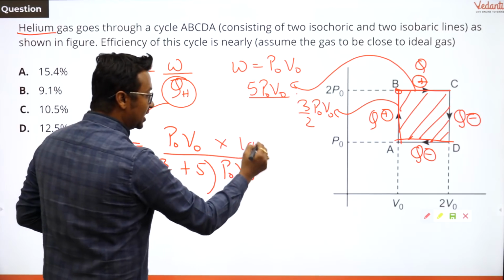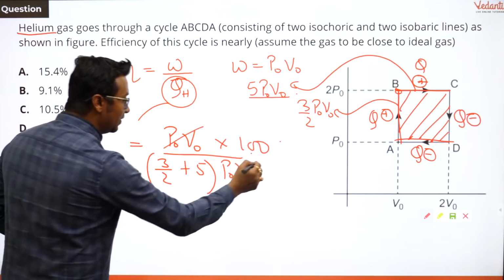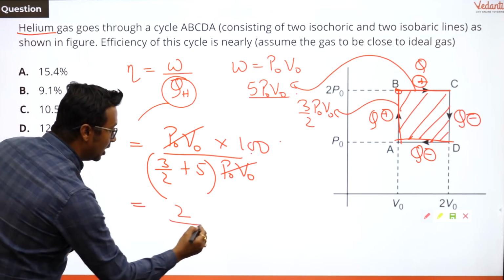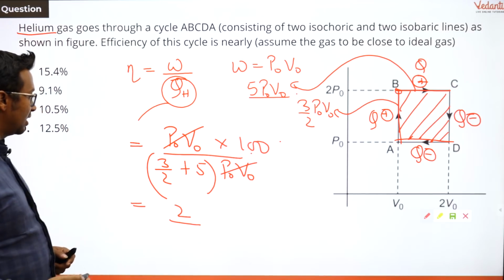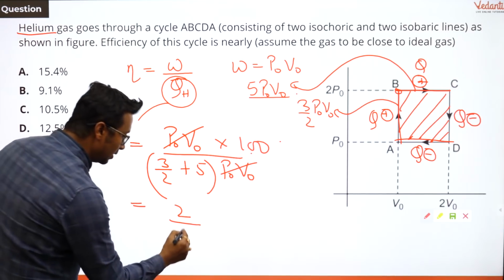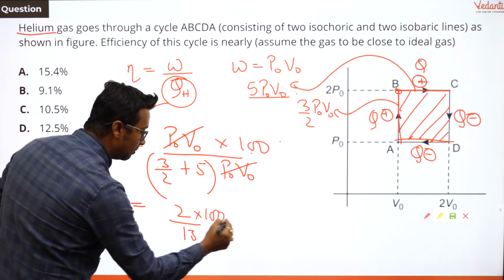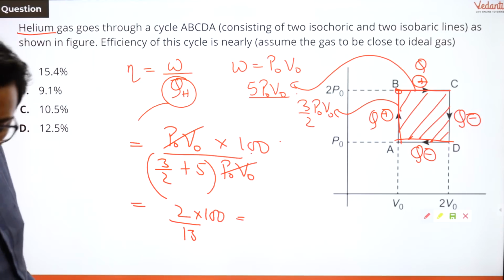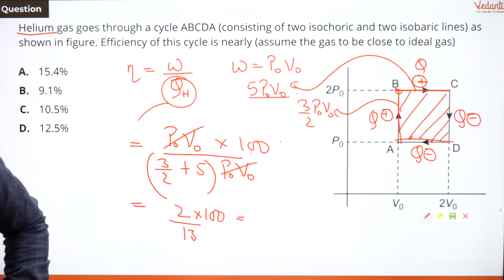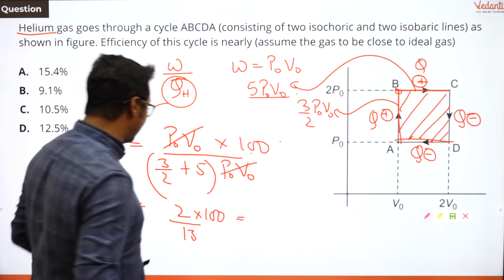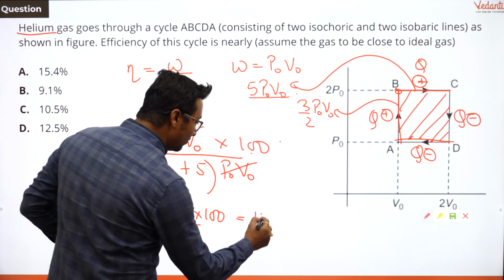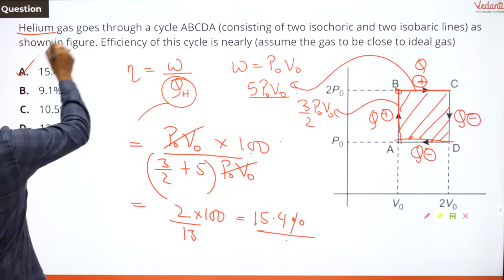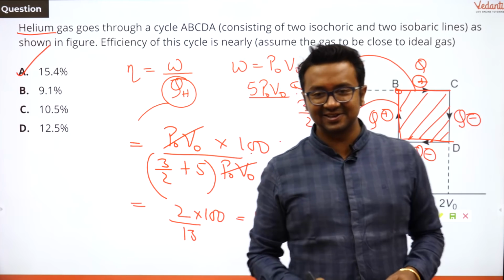We will multiply this by 100 because it is asked in terms of percentage. P naught V naught will cancel. So this is going to be 3 by 2 plus 5, which is 13 by 2, and 2 comes to the numerator. So this is somewhere around 2 by 13 into 100, my dear students. This is approximately equal to 0.154. So that is going to be somewhere around 15.4%, my dear students. So option A is going to be the correct answer out here.